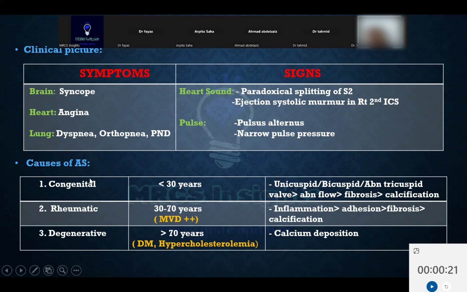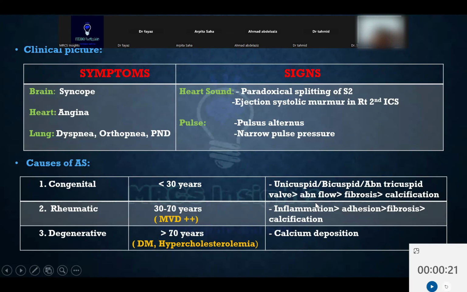Now come to the causes of aortic stenosis. There are three causes. We can divide them by age: in those less than 30 years of age, it is congenital; from 30 to 70 years, it is rheumatic; and more than 70 years, it is degenerative. In rheumatic, there will be associated mitral valve disease, and in patients more than 70 years, there will be association of diabetes mellitus and hypercholesterolemia.